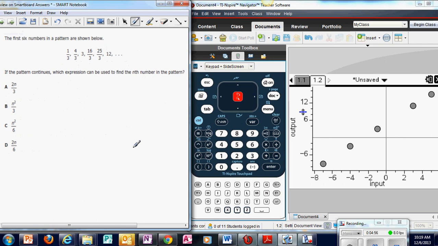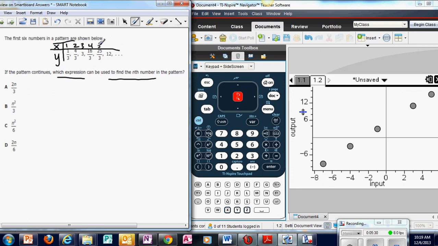Okay, the first 6 numbers in a pattern are shown below. If the pattern continues, which expression can be used to find the nth term of that pattern? So you have a pattern and you want to know the expression to find the nth term. The nth term just means which position. If I say what was the 7th term, the 8th, the 40th, 100th, that's what that n represents. So when you are given a pattern, you are given your y or dependent values. The x values, all you have to do is count.